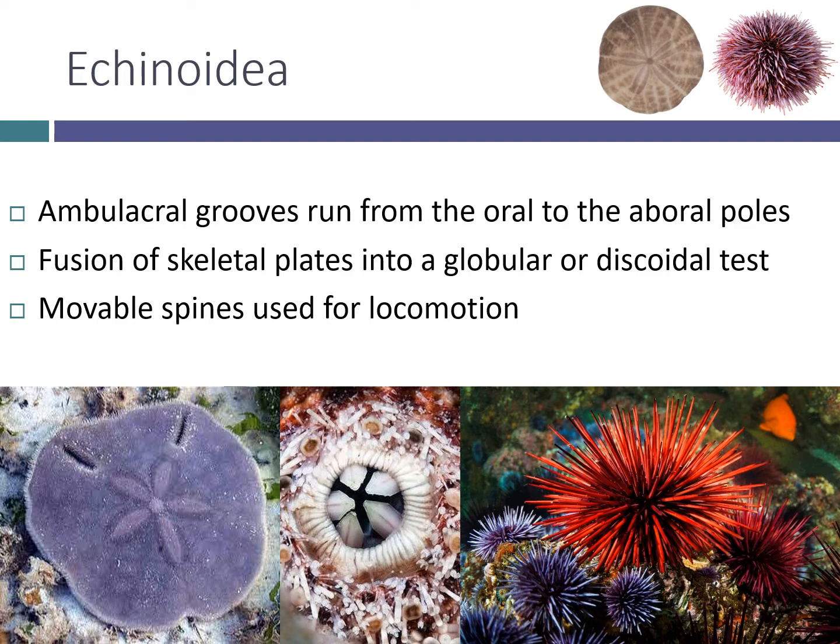Echinoidea. So echinoids are going to be things like your sand dollars and your sea urchins. They've got the ambulacral grooves running from the oral to the aboral poles. All right, you'll kind of see a bit of that stuff going on here. Fusion of skeletal plates into a globular or discoidal test. What does that mean? Okay, that simply means globular, it looks like a globe, all right, big sphere. Discoidal, it looks like a disc. Test is just what we call their skeletons because it's not a skeleton, it's a test.